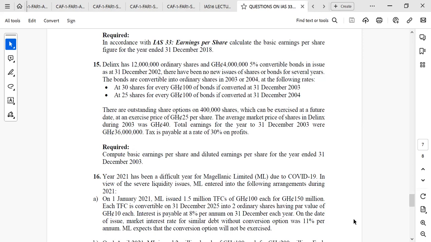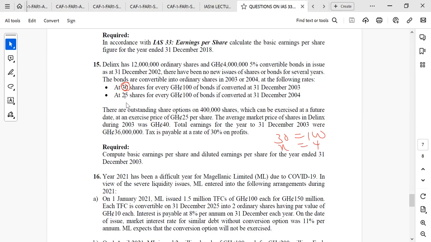What is the value of the convertible instrument that they have? The total value is 4 million, isn't it? And they are saying that we are going to give you 30 shares for every 100. So 30 is equal to 100. So what will be equal to 4 million? 1.2. Okay.